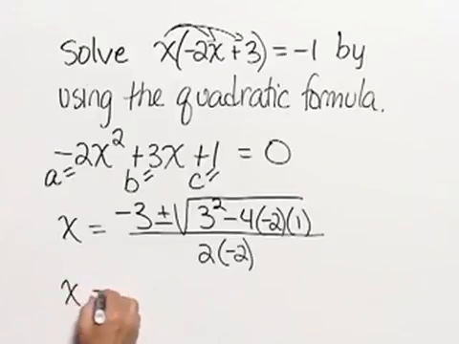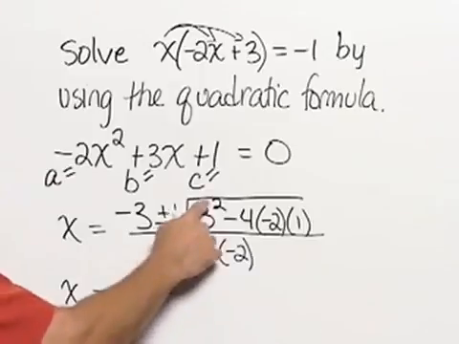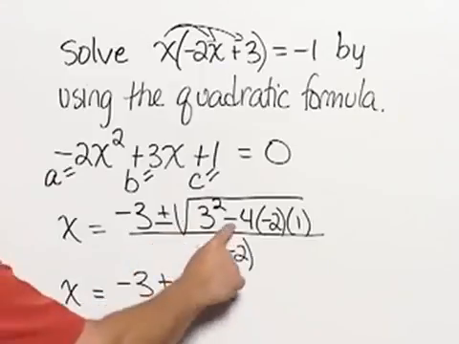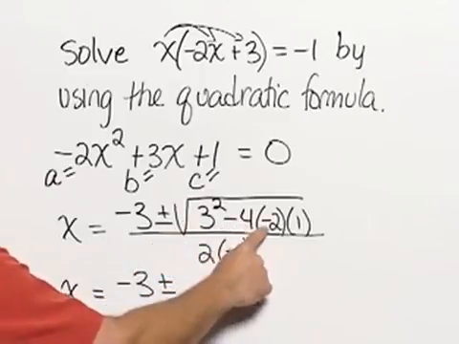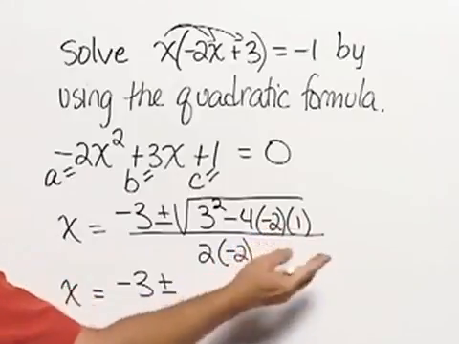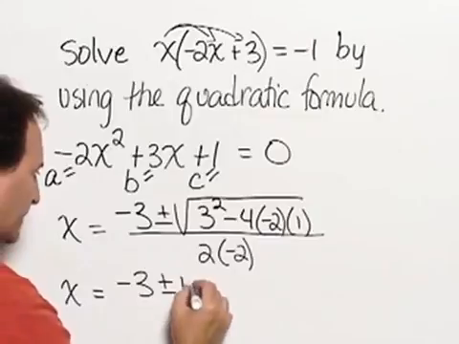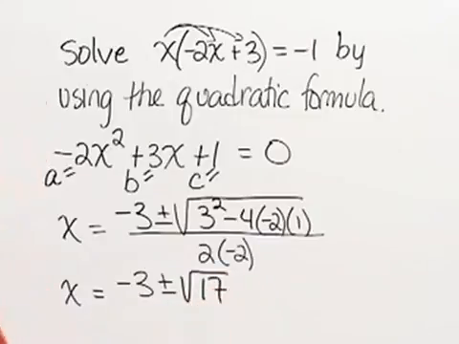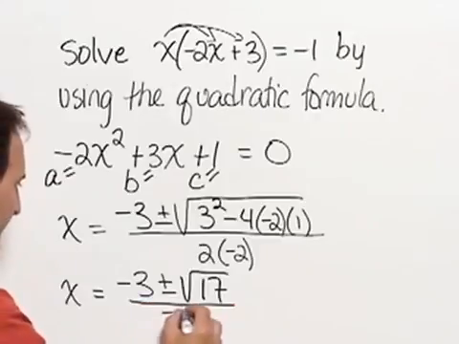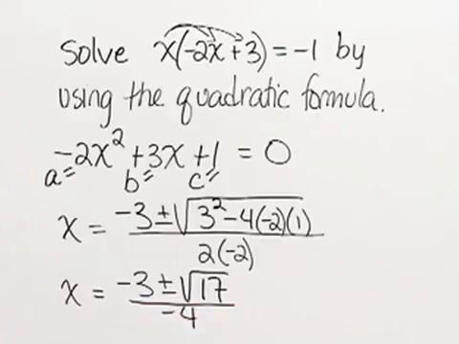Simplifying, we have x equals negative 3 plus or minus 3 squared is 9. Negative 4 times negative 2 is positive 8. Times 1 is still positive 8. 9 plus 8 is 17. So we have negative 3 plus or minus the square root of 17, and that's all over a negative 4.